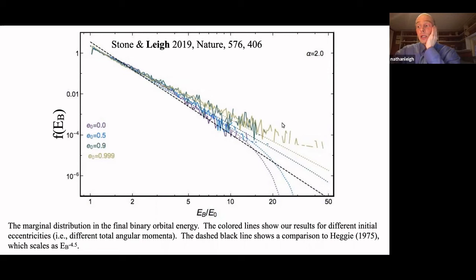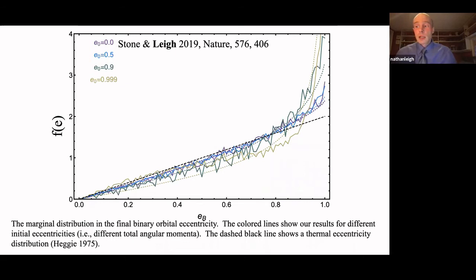But what's even more interesting is the final distribution of binary orbital eccentricities we obtain post-interaction, shown on the x-axis. And this is because we find suprathermal eccentricity distributions in the limit of low angular momentum. And so the classic 1975 Heggie result, which just shows a thermal eccentricity distribution, is shown by the black dashed line. And if you focus on the green and yellow curves, which are the low angular momentum limit, you'll notice that both the simulations and the analytic theory predict suprathermal eccentricity distributions in this limit.